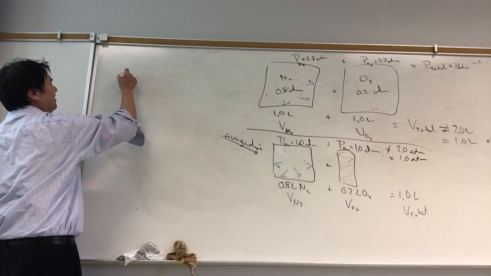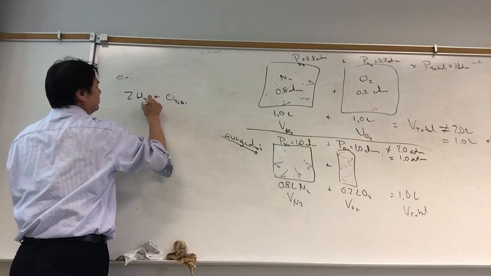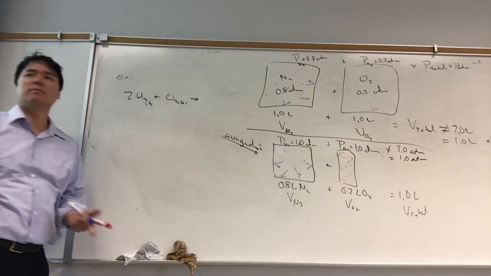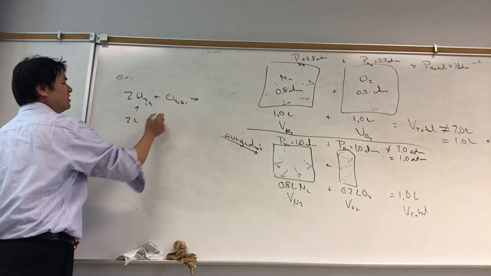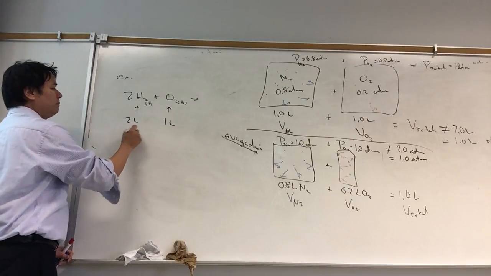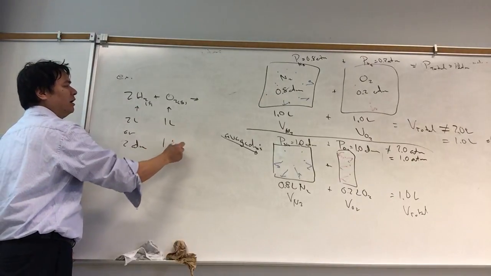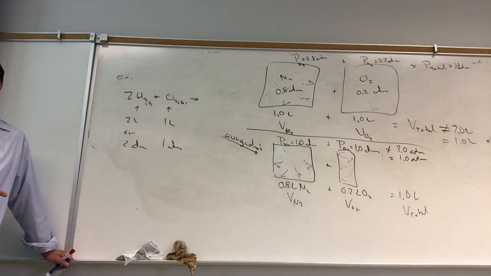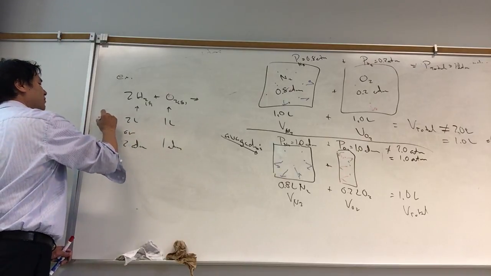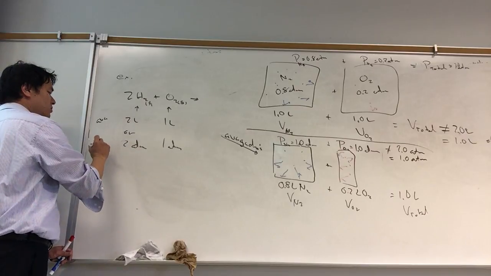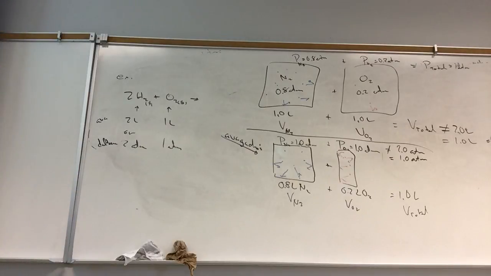So an example of this is 2 hydrogens plus an oxygen gas. There are 2 ways I can make this stoichiometric mixture. One way is I can just add 2 liters and 1 liter. Or the other way I could do this is for every 2 atmospheres of hydrogen, I have 1 atmosphere of oxygen. So this would be 2 liters plus 1 liter, that's Avo. 2 atmospheres plus 1 atmosphere, this would be Daltons.